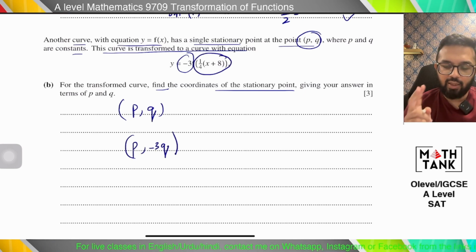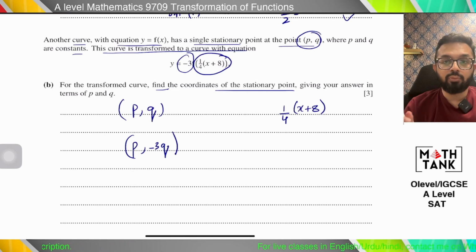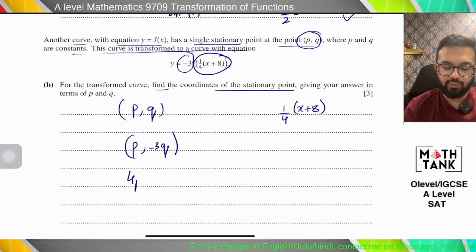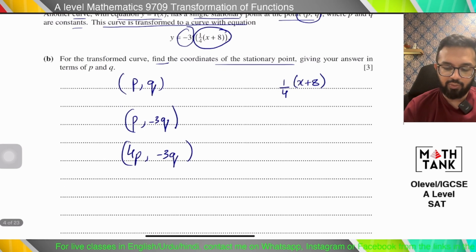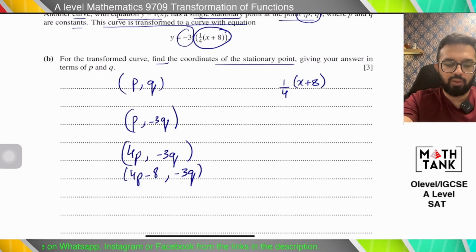Then for the x, I have two sort of transformations, and I've always told you that if you have these in a bracket, what you do is you stretch first and then you solve the bracket for x transformations. So I'm going to say that this becomes the opposite of as it's written. So it's first going to become 4p, minus 3q, and then I need to subtract 8 from it, so 4p minus 8 comma minus 3q. Okay, that should be the final answer.